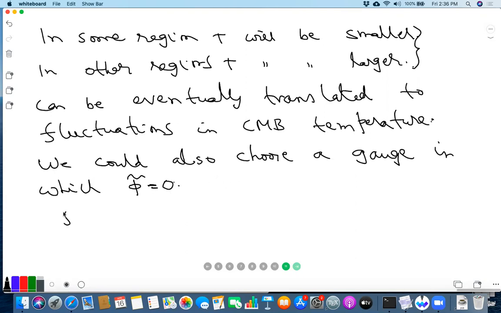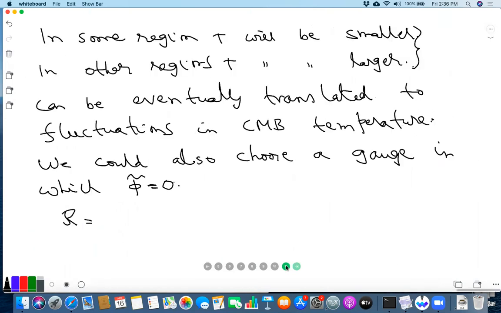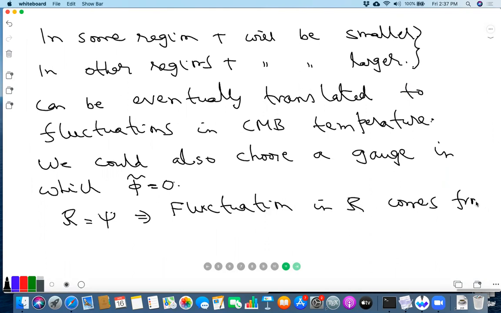Okay, let's look at R, the expression for R that we had: psi plus h over del t phi bar times phi tilde. So R will now be equal to psi. So now the fluctuation in R comes from psi.